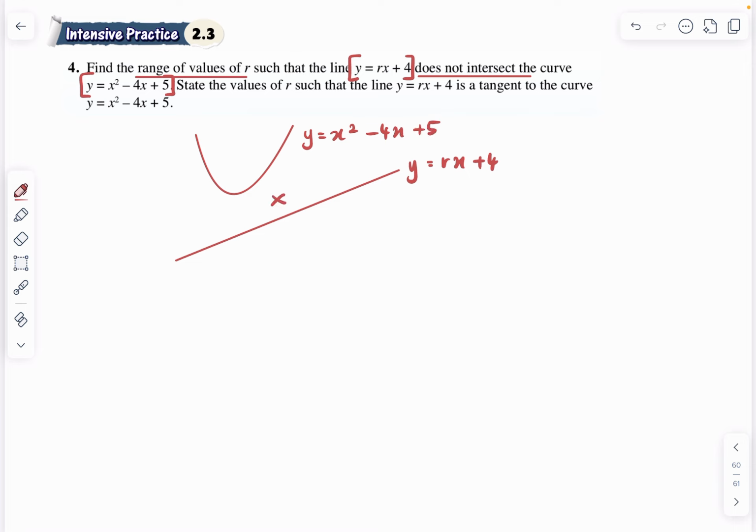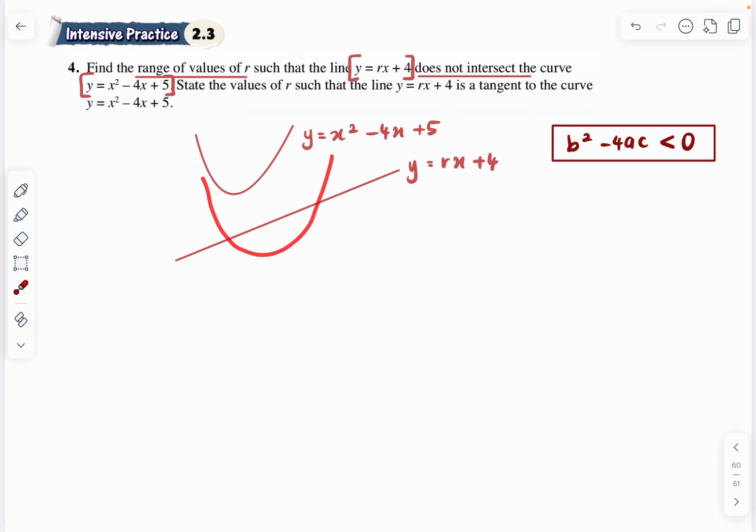So if they do not intersect, you must know the condition would be b squared minus 4ac less than 0. This is if they do not intersect. If they say it intersects at one point, then b squared minus 4ac will equal 0. If they say it intersects at 2 points, b squared minus 4ac will be more than 0. Okay. So in this case, how to do b squared minus 4ac?